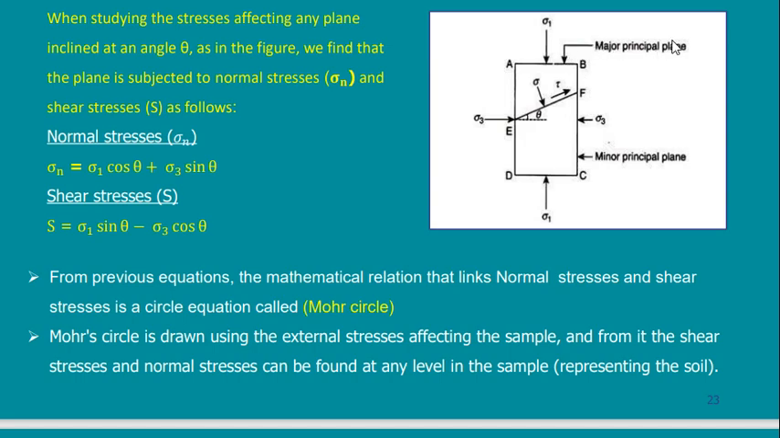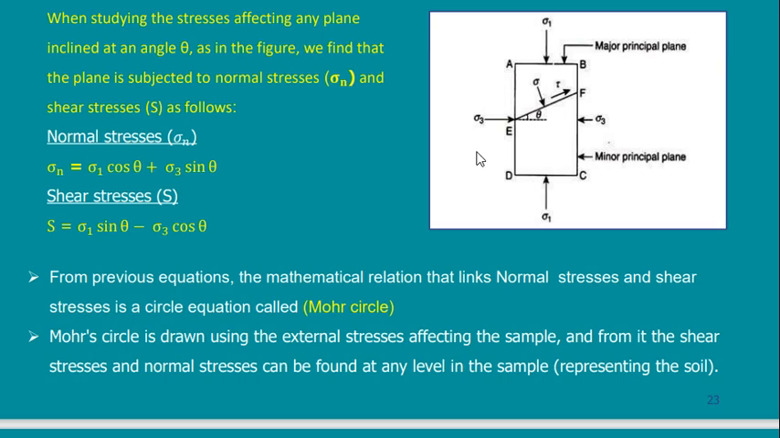Sigma 1 is the major principal stress, which is the stress in the vertical direction or in the major direction. The bigger stress is called sigma 1, and the smaller stress is called sigma 3. Imagine that you have a sample like this, any sample, and you start pressurizing it from the top. Imagine that this is a block of sand or a block of clay. How will this block be?